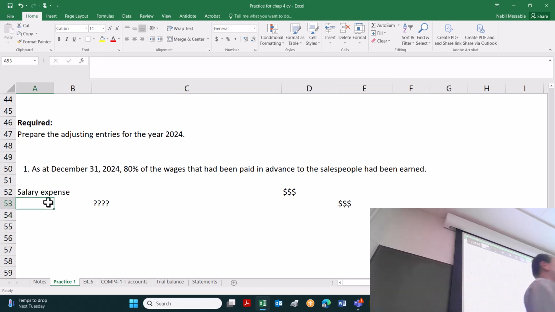So, salary expense, I know I have to debit the salary expense for sure. I know that the other account has to be credited. And I know that the other account should be either an asset or a liability. Let's see what the possibilities are here. Could it be an asset? If I put an asset on the credit side, it means a decrease of an asset. Is there an asset that decreases when I recognize this salary?